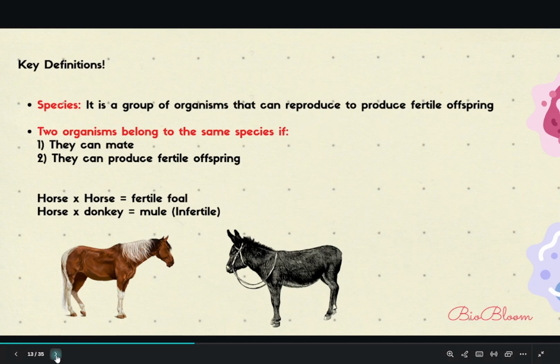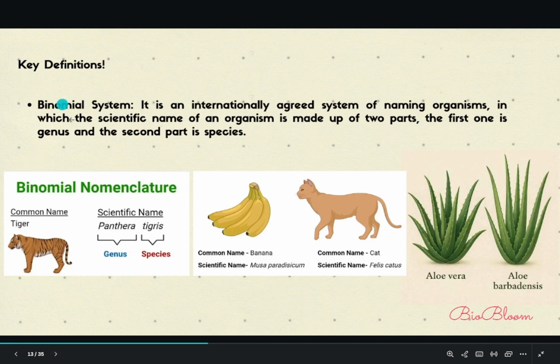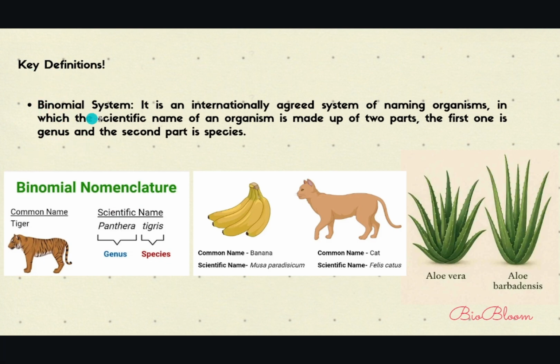All right, moving ahead. Now the second key definition, which is the binomial system. Students often find this quite confusing to understand, but it is very simple, so let's break it down. First of all, you need to know that it is an internationally agreed system of naming organisms. So, let's say scientists find something new, so now they have to name it. The procedure that they follow to name it is the binomial system. And in this, we call it a scientific name.